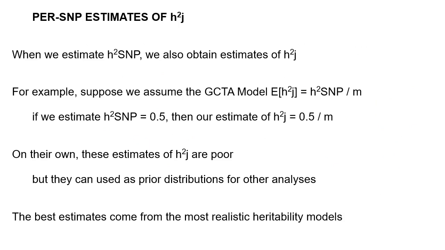I will finish by showing how these heritability analyses can be used to improve our prediction of complex traits. When we estimate SNP heritability, we also obtain estimates of the heritability contributed by each individual SNP. For example, when we assume the GCTA model, if our estimate of SNP heritability is 0.5, then this means that our estimate of the heritability contributed by each individual SNP is 0.5 divided by m, the number of SNPs. Now individually, these estimates are very poor, they're very imprecise. But the fact is that these can be used to apply priors for other analysis. And of course we can slightly improve these estimates by using more realistic heritability models.